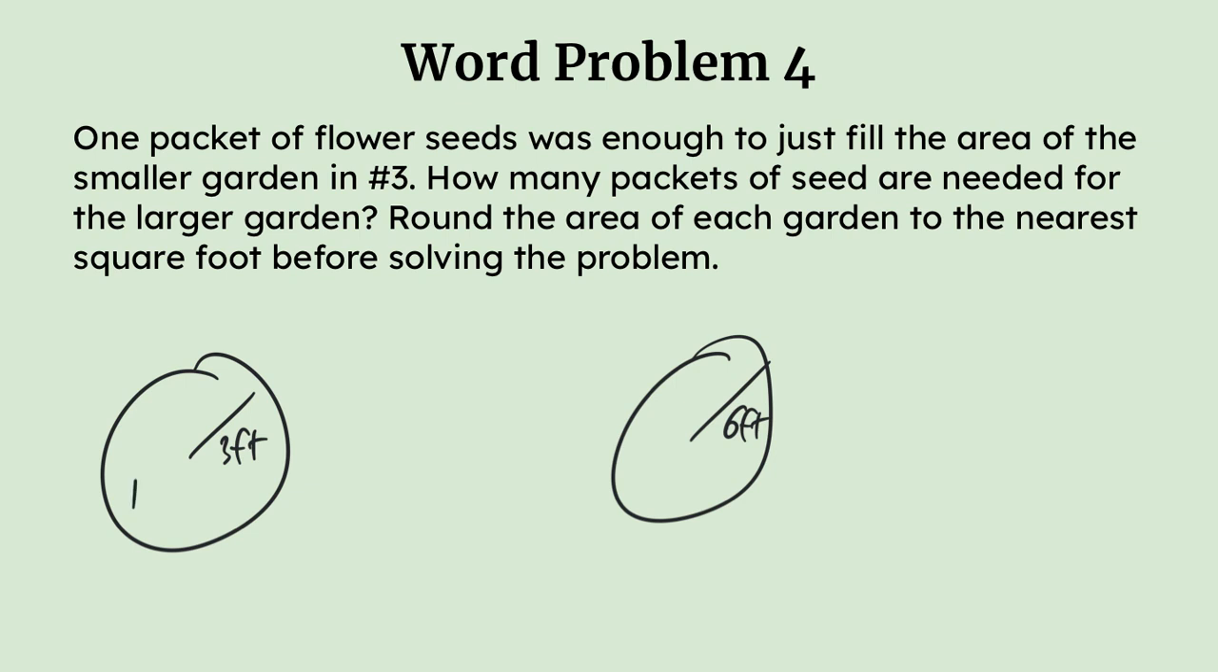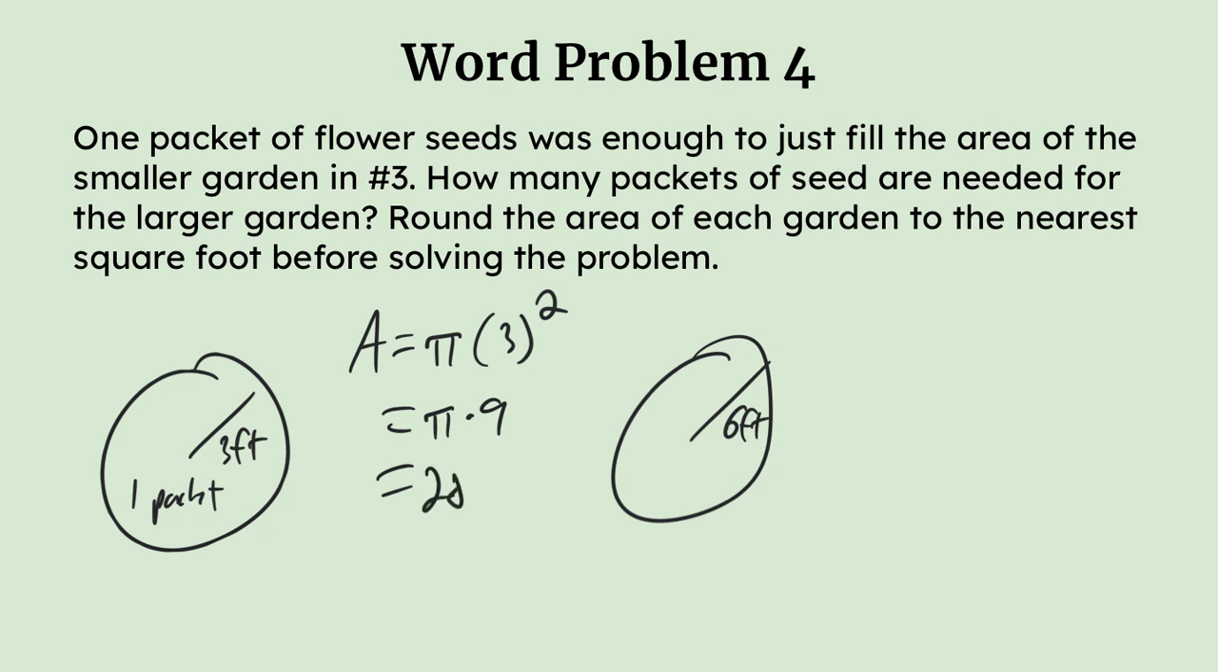So this one took a packet. What's that? So we're finding the area. Yeah, because now you're filling in the circle with seed, with grass, basically. Okay, so you want to find the area of these two circles. So the first one is area equals pi r squared. Area equals pi times 9, which was 3.14. So 28.26.